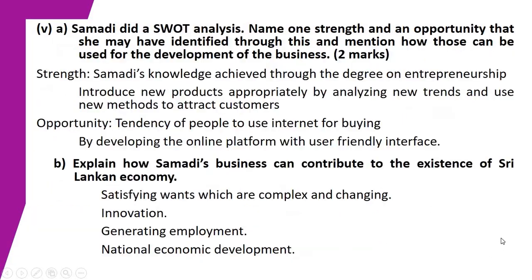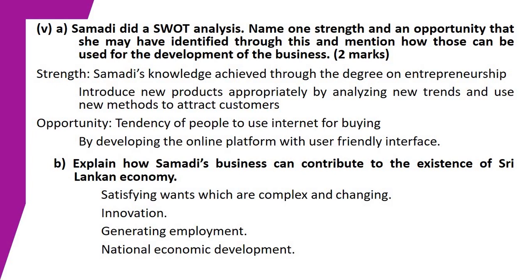Then the last question. The last question also has 2 parts. First one, part A. Samadhi did a SWOT analysis. Name one strength and an opportunity that she may have identified through this, and mention how those can be used for the development of the business. Samadhi did a SWOT analysis. What is a SWOT analysis? That is the analytical tool used to analyze the business environment, the external environment and the internal environment.